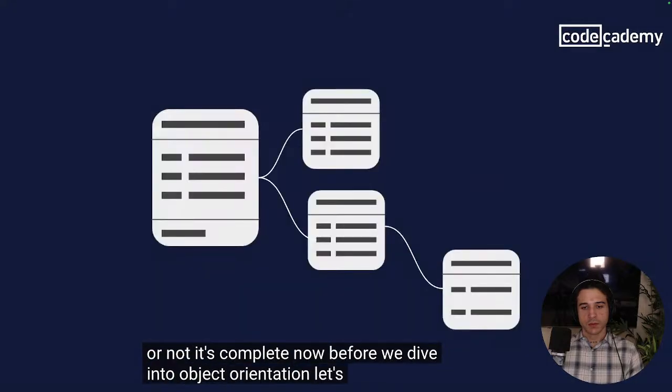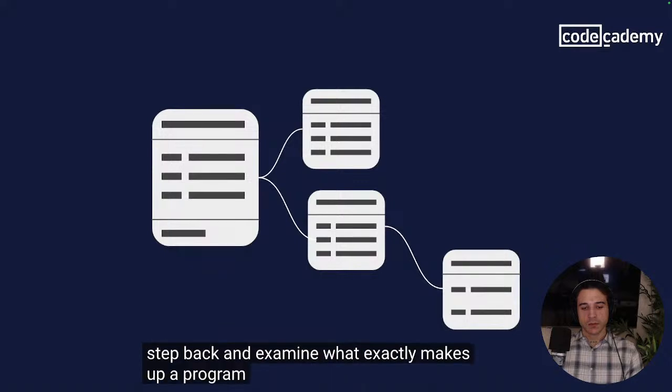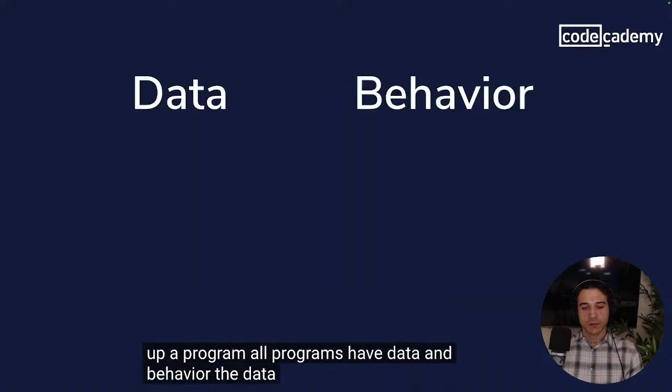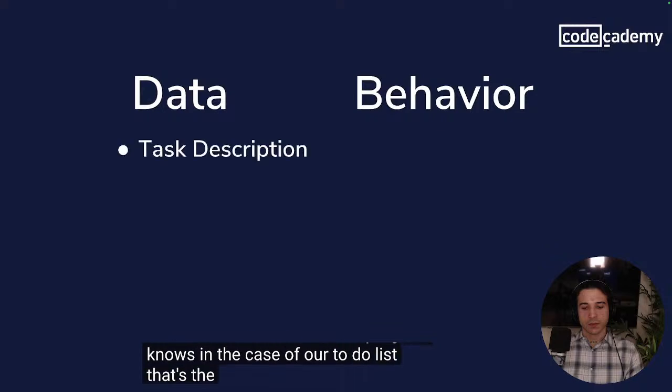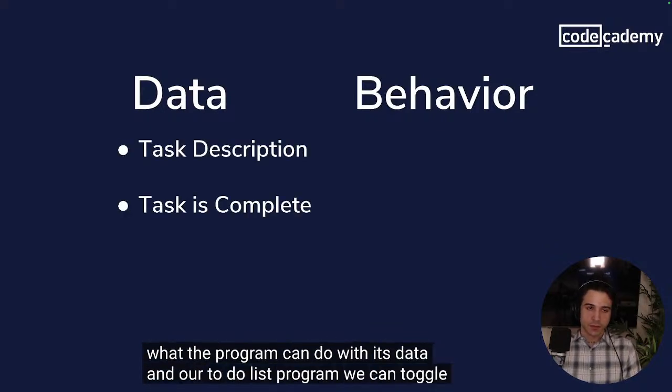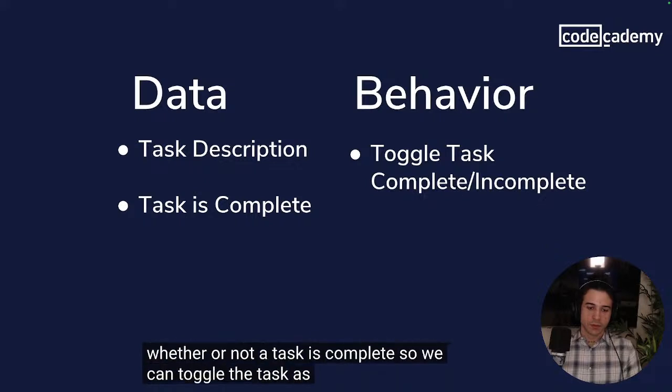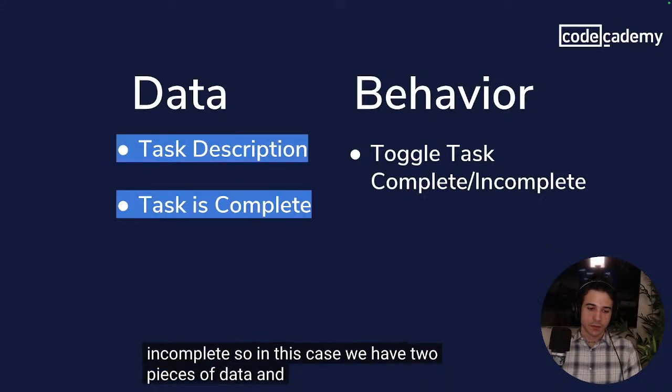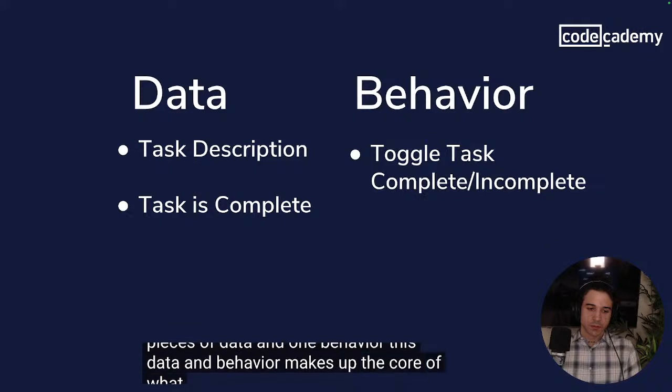Now, before we dive into object orientation, let's take a step back and examine what exactly makes up a program. All programs have data and behavior. The data is what the program knows. In the case of our to-do list, that's the name of the tasks and whether or not they're complete. The behavior is what the program can do with its data. In our to-do list program, we can toggle a task as complete or incomplete. So in this case, we have 2 pieces of data and 1 behavior. This data and behavior makes up the core of what our program will do.